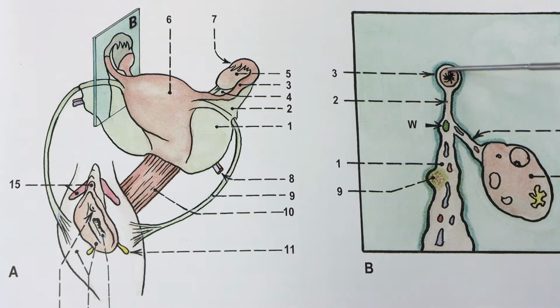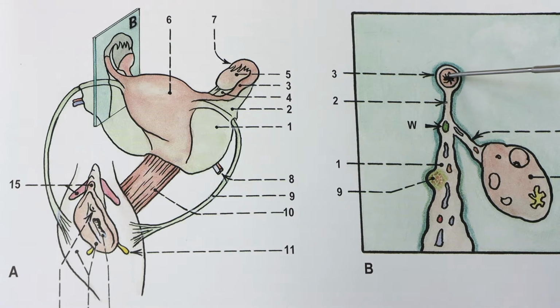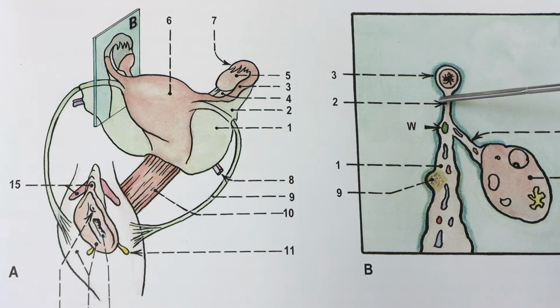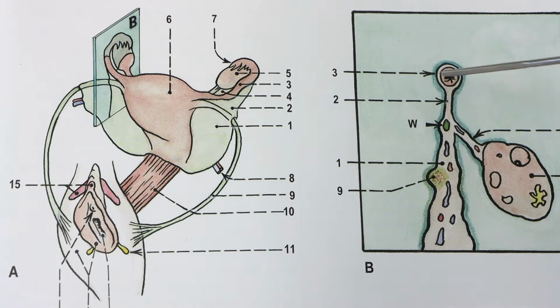And finally here is the fallopian tube or uterine tube, and the part that is covered by the peritoneum is called the mesosalpinx. So the mesosalpinx, the mesometrium, and the mesovarium are parts of the ligamentum latum, the broad ligament, which is the duplication of the peritoneum.